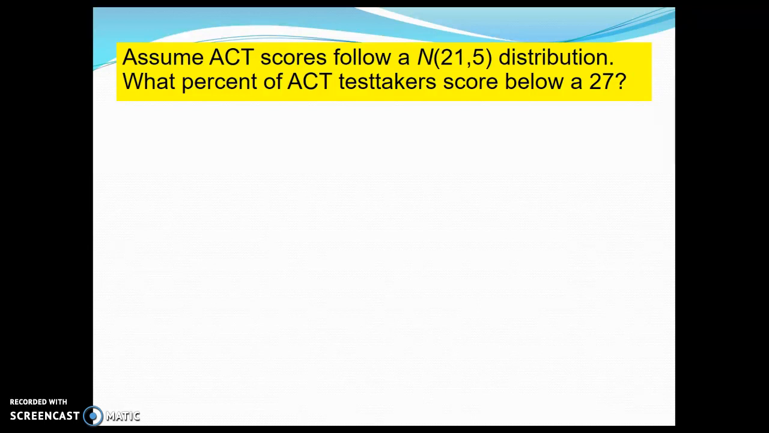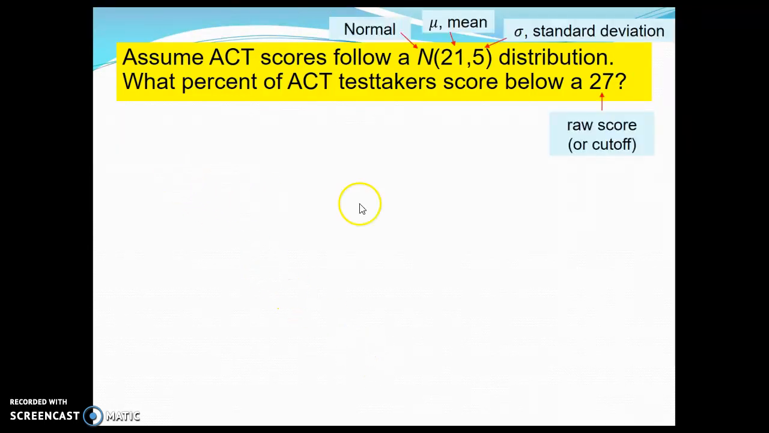First of all, let's decipher some of the stuff here. So when we see this notation, the N stands for a normal distribution. The first number will be our mean, or mu, if you're looking at the formulas, and the second number will be our standard deviation, or sigma. This number here would be an example of a raw score or a cutoff. We want the portion below, although we could find the portion above with almost an identical process. We would just have to subtract our percent from 100%.